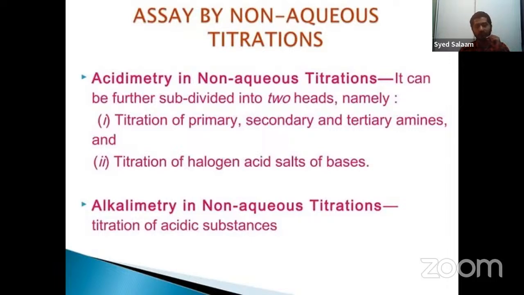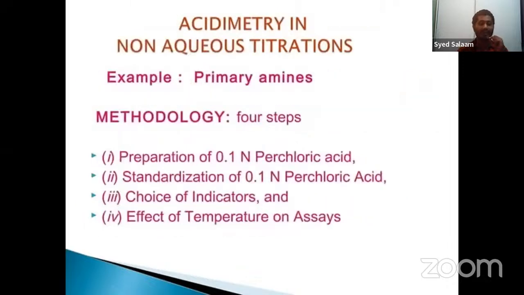So titration of primary, secondary, and tertiary amines can be done by acidimetry. And alkalimetry is used for non-aqueous titrations of acidic substances, because alkali is taken as the titrant. Here certain 4 steps are given that we need to see. Temperature maintenance is quite important, as it could also affect our non-aqueous reaction.